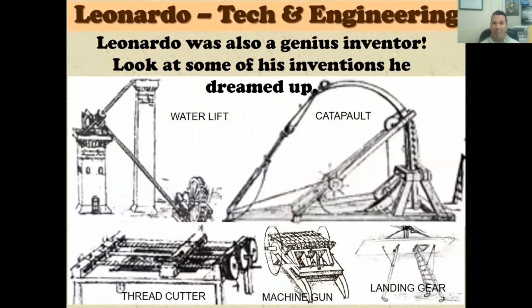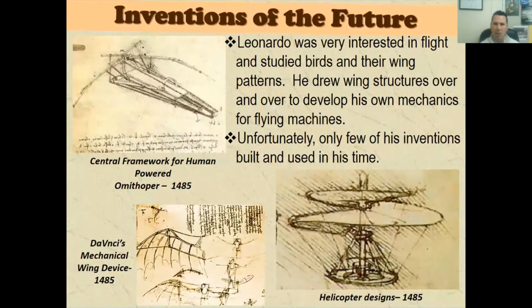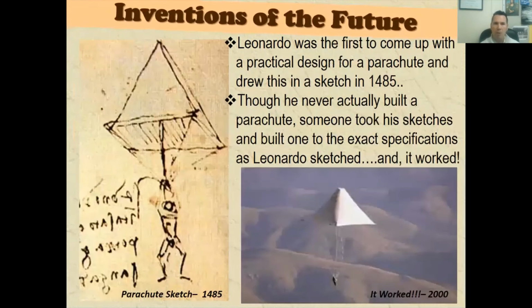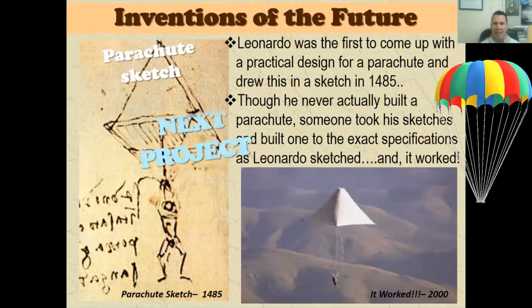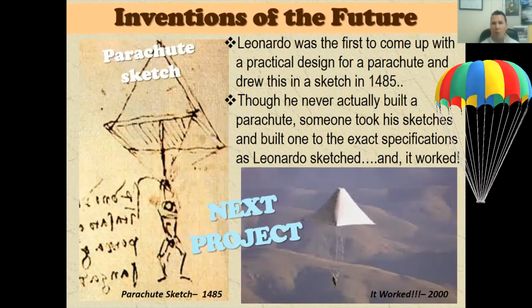He was also an inventor and an engineer, and he designed on paper the water lift, the catapult, the thread cutter, the machine gun, the landing gear. He was interested in flight, so he studied birds, and he invented the first helicopter on paper. And look at this. He came up with the first practical design for a parachute and drew a sketch of it in 1485. And that, boys and girls, is going to be our next project.